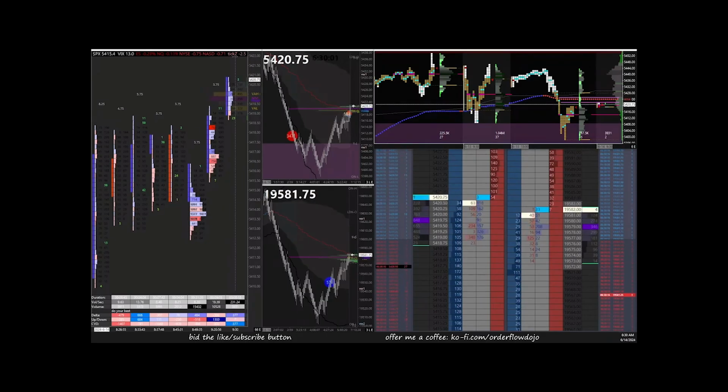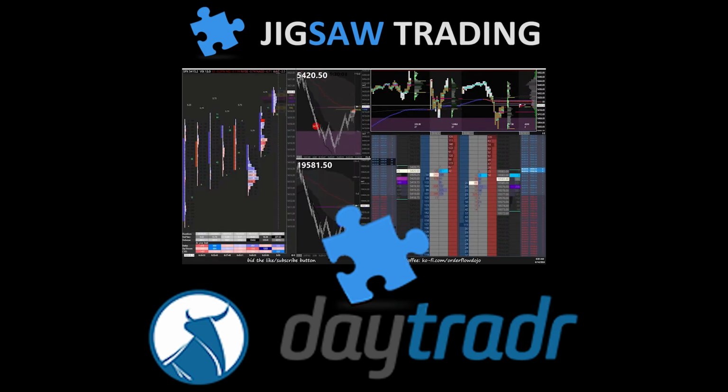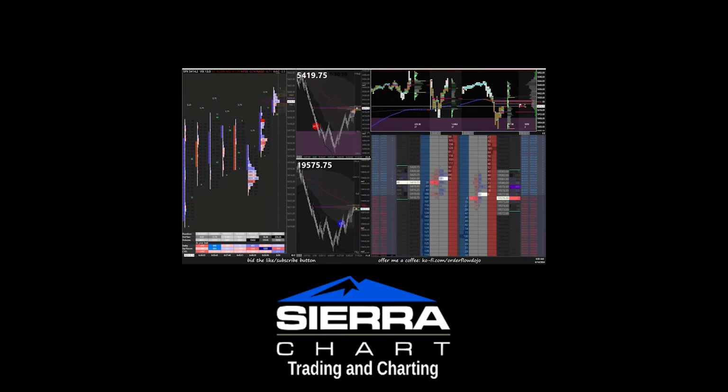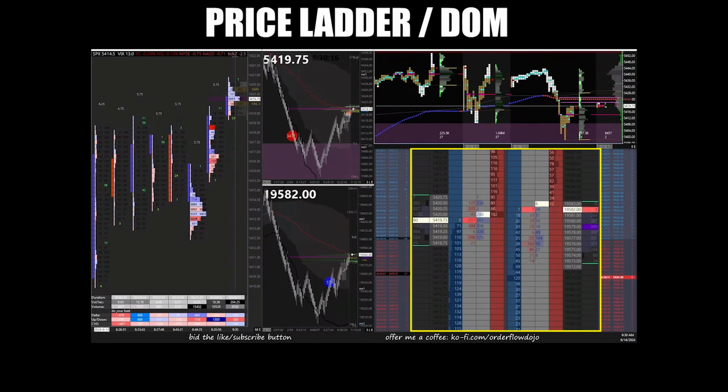The two programs that I use in my stream are Jigsaw Day Trader for the DOM/price ladder and its time and sales. And the second is Sierra Chart, which I use for the Renko charts on stream, the footprint chart, and the TPO. The price ladder is a visual representation of buyers and sellers.